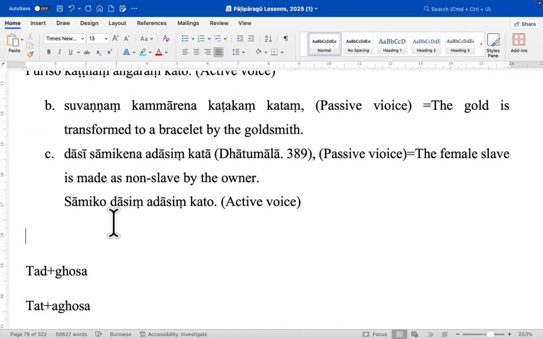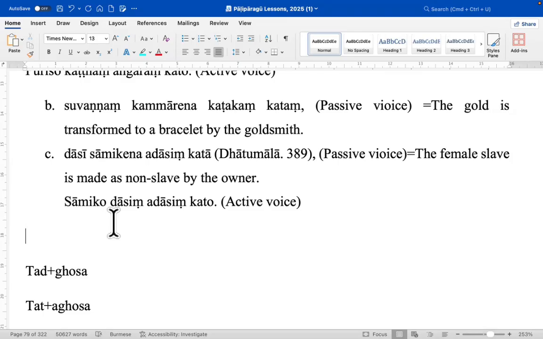The action. So now it's not kato anymore, it becomes karaṇa. So how are you going to change that samiko dāsiṃ adāsiṃ kato into the karaṇa? Okay, so samiko will be samikassa, related to that, defining the akata word. So yeah, defining the akata word. In fact, you have already learned these things. I also forgot. You also forgot.